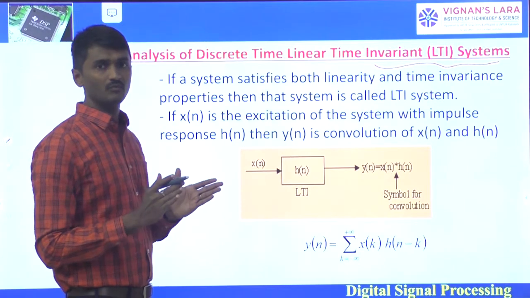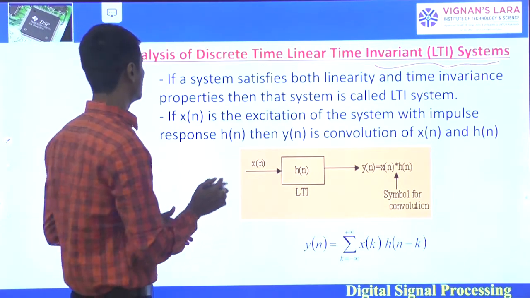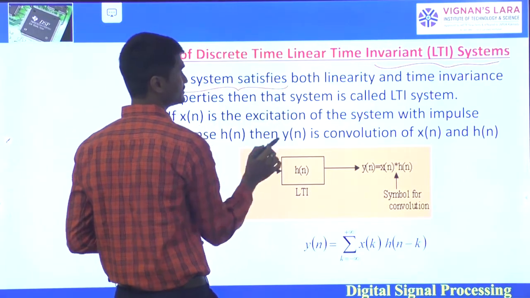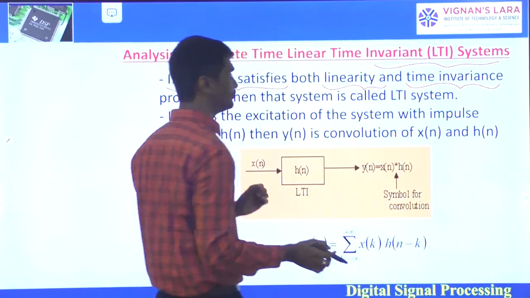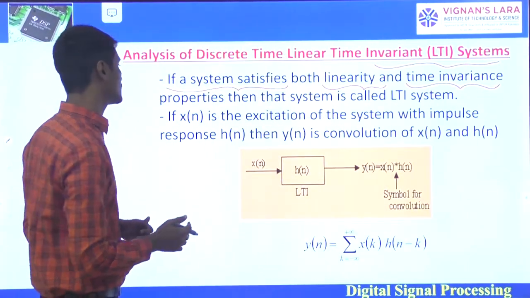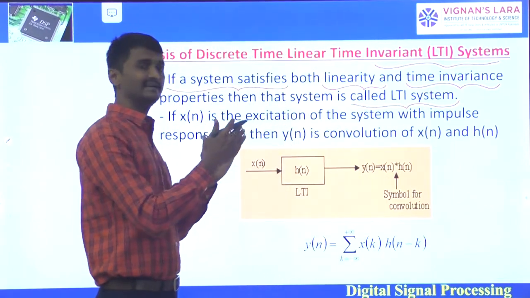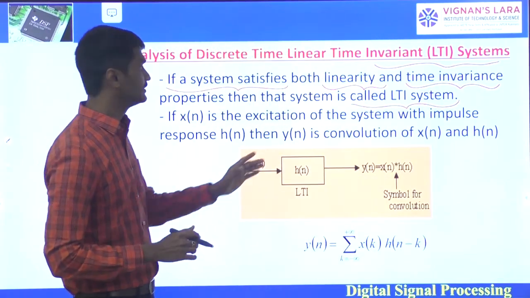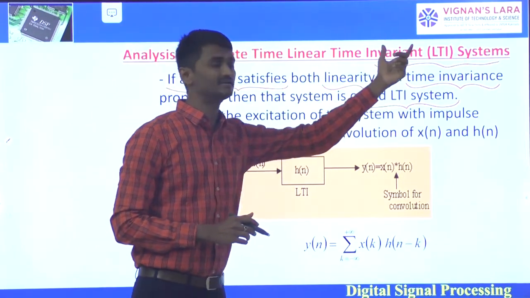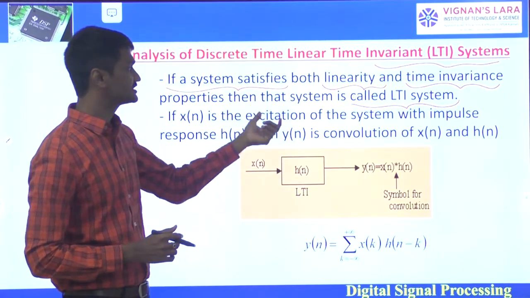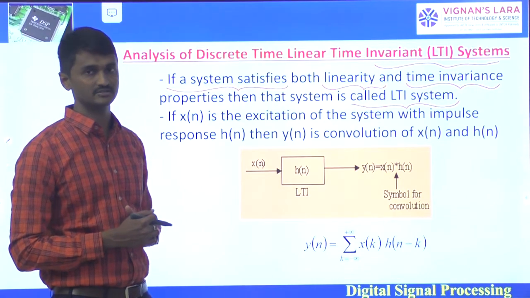So first of all, what do you mean by an LTI system? We know that if a system satisfies both linearity and time invariance properties, then the system is said to be LTI, linear and time invariant. So a system that satisfies both properties is a linear time invariant system.